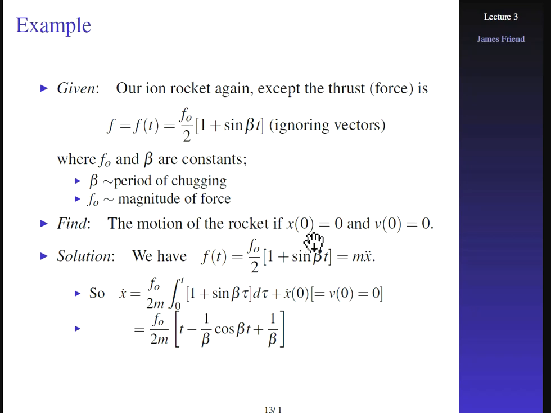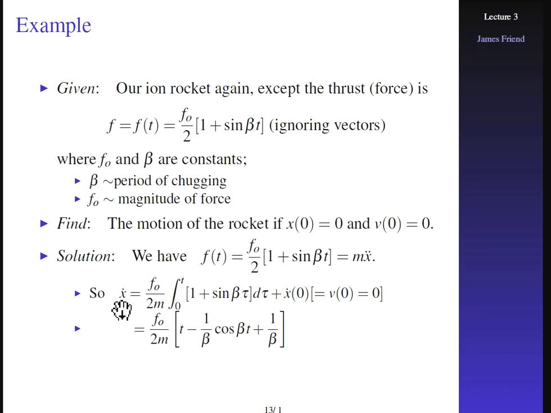And what we're looking for here is the motion of the rocket if x at time equals 0 is 0 and v at time equals 0 is 0. So starting out at rest. And we have the force, it's equal to the mass times acceleration. It's an ion rocket, so we're ignoring the fact that the mass might change.